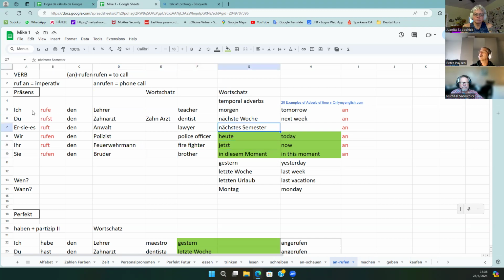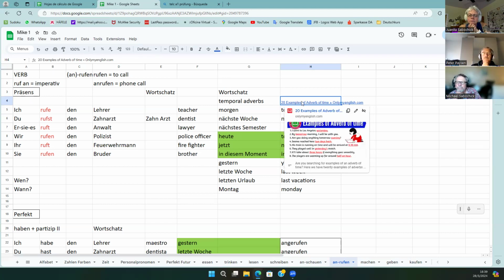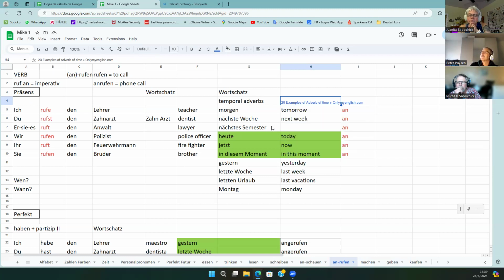Now, when are we going to call them? These are called temporal adverbs. If you want to know what the 12 or 20 temporal adverbs are, or in this case adverbs of time, as they call them, then on your beautiful worksheet you click on the link, for those of us who are computer savvy, and you will have some examples in English of what a temporal adverb is.